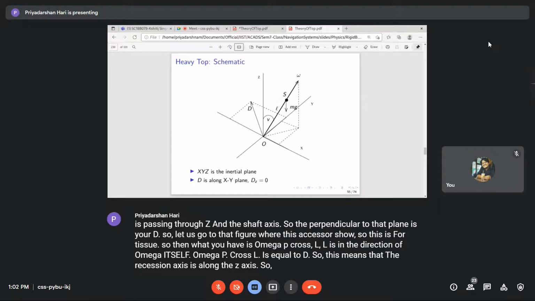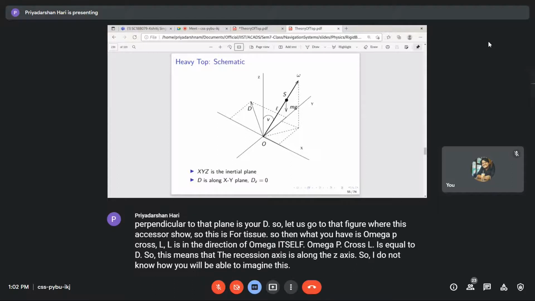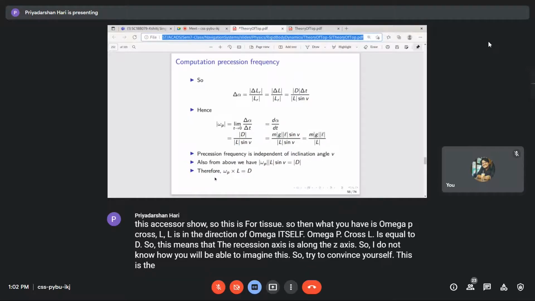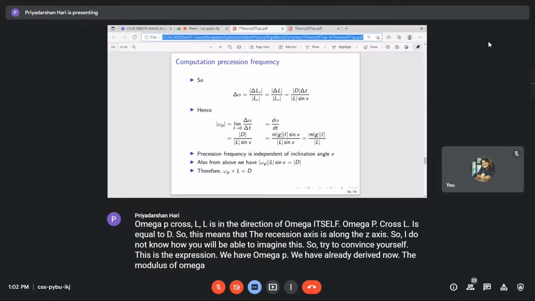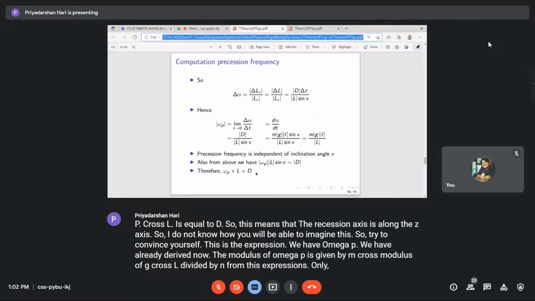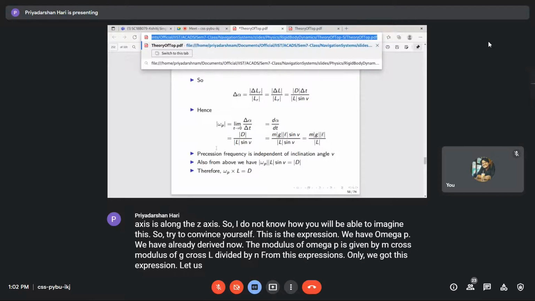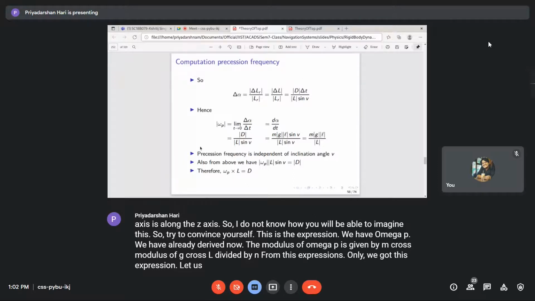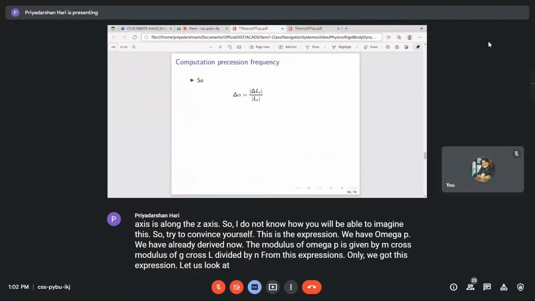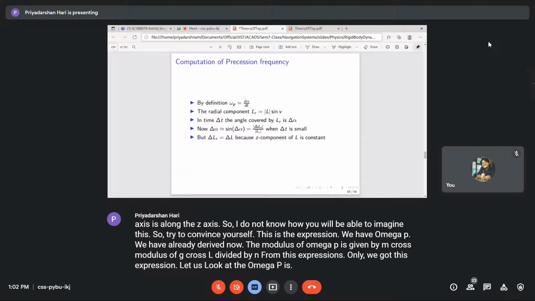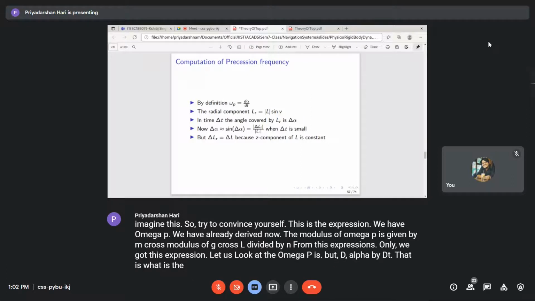I do not know how you will be able to imagine this, so try to convince yourself. This is the expression we have. Omega p we have already derived. The modulus of omega p is given by m times the modulus of g cross L divided by L. From these expressions only we got this expression. Let us look at it: omega p is nothing but d alpha by dt, that is, the rate of change of angle.